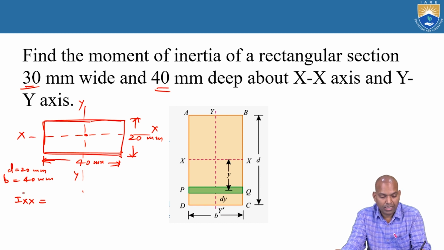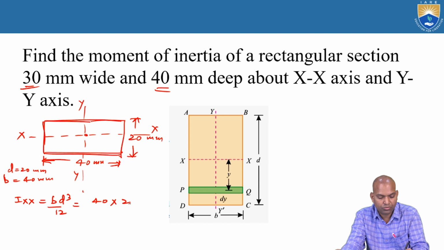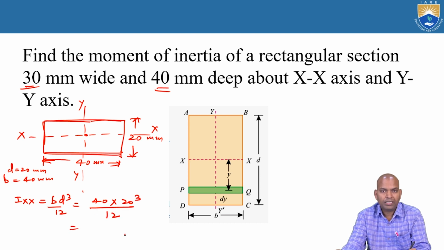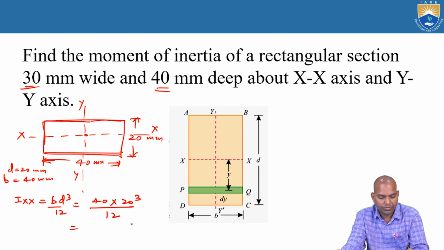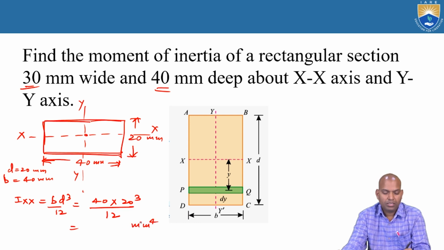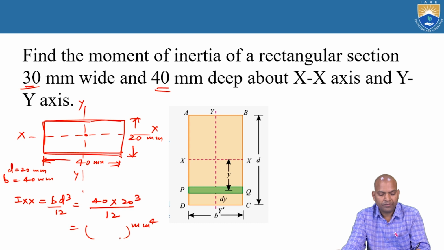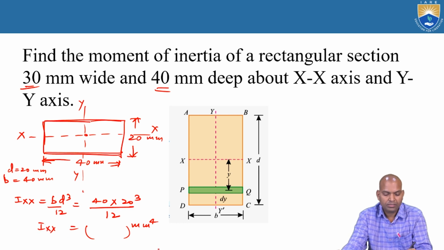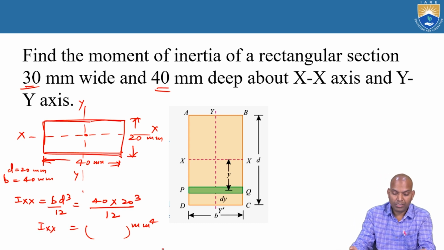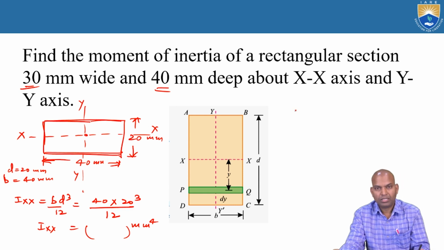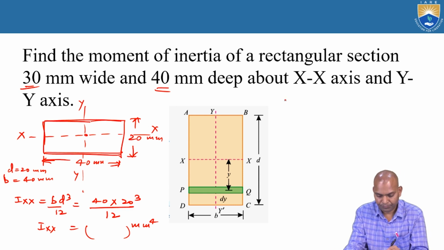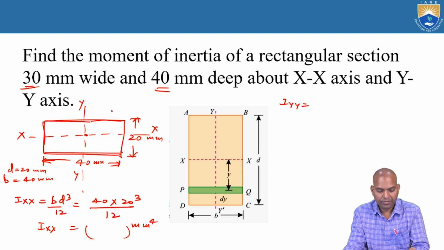So what about Ix here? Ix equals b d cube by 12. The b value is 40 millimeters and the d value is 20 millimeters, cubed, divided by 12. Then we get the answer in terms of millimeter power 4, and the value of Ix is obtained. Now what about Iy? Iy equals, what about Iy for this problem?